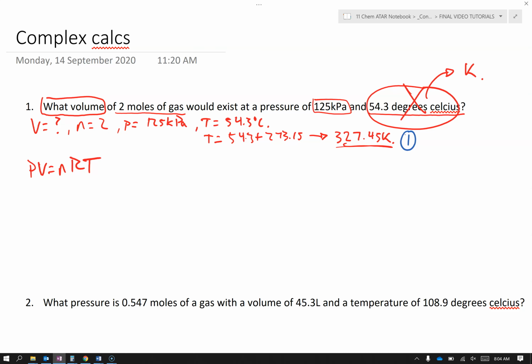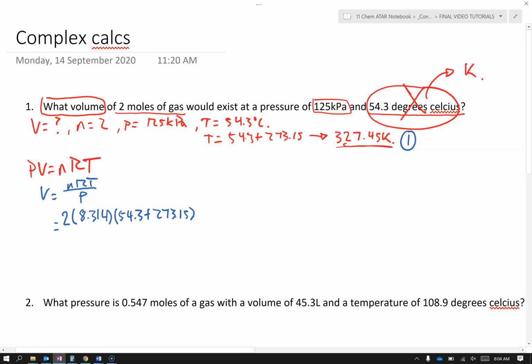Okay. I now need to rearrange my equation to isolate volume. So I can say that V is equal to nRT divided by P. I can now substitute some values in. My number of moles is equal to 2. R is the universal gas constant from my data sheet, which is 8.314. My temperature, I've already calculated. I can actually put it in here like this also.